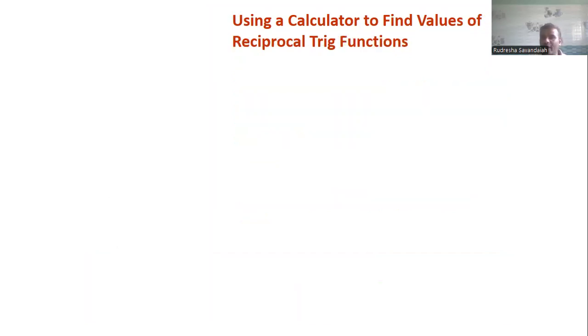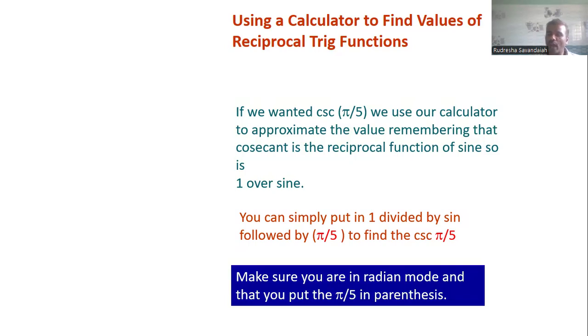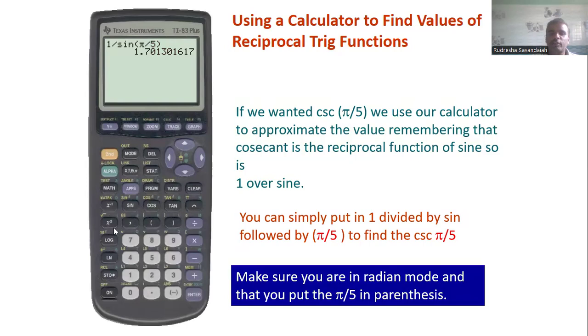Using a calculator to find the values of reciprocal trigonometric functions. If you wanted cosecant of pi by 5, we use our calculator to approximate the value, remembering that cosecant is the reciprocal function of sine, so it's 1 over sine. You can simply put in 1 divided by sine followed by pi by 5 to find cosec pi by 5. Make sure you are in radian mode and that you put the pi by 5 in parentheses. See, this is the scientific calculator.